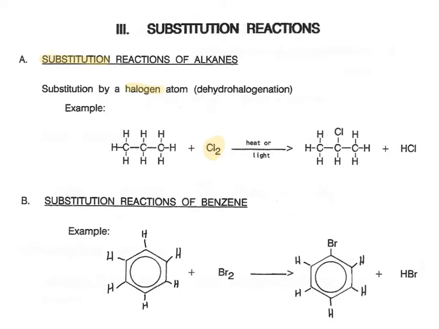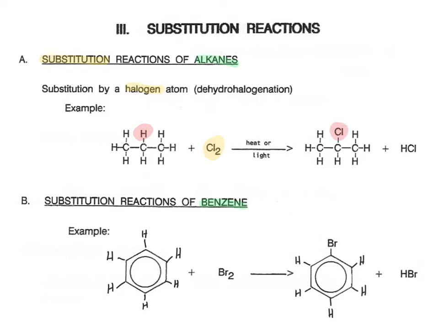Recall that there are two classes of compounds that do substitution reactions. They are alkanes and aromatic compounds. We're going to be looking at benzene. To predict the products for these reactions, all you're going to do is remove one hydrogen and put in that halogen right where that hydrogen was.